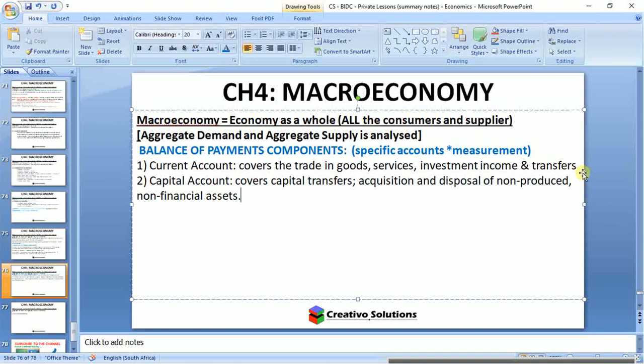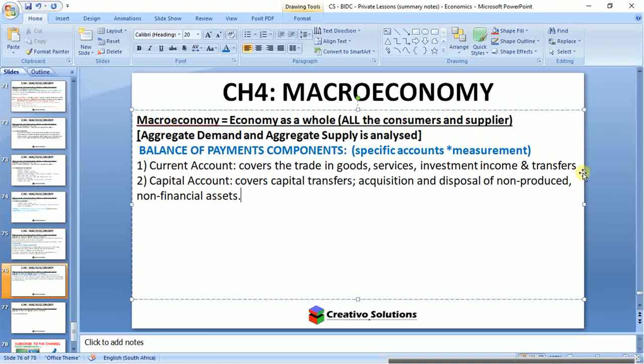It seems quite odd to have an acquisition and disposal of a non-produced, non-financial asset. Something that's not produced and something that's not financial. So can you think of something that would fall into that category? A financial asset could be something like a loan or an investment in terms of savings. Non-produced would be something that's not produced. So for example, chairs and furniture, cars, those are all items that are produced. We're looking at things that aren't produced. So what could fall in that category?